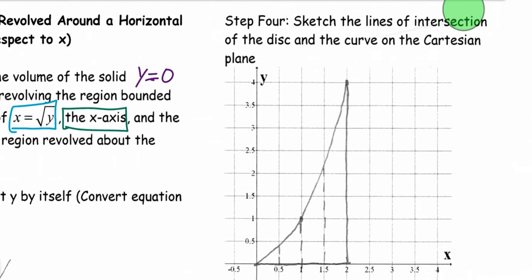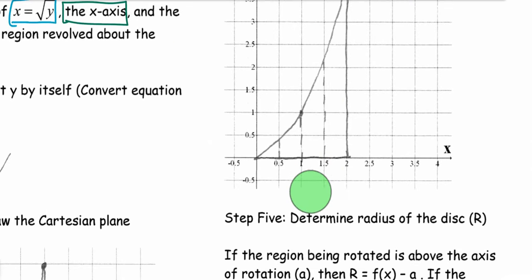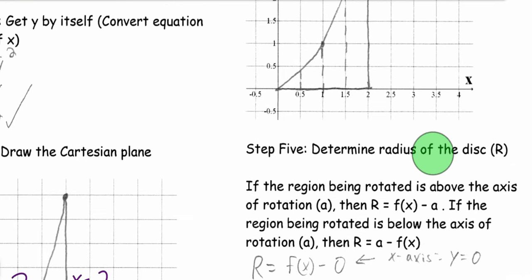Step 4 is to sketch the lines of intersection of the disks and the curves. So basically each of those disks are going to look like this. That's just the radius of the disk. When you rotate it all the way around, of course, you're going to get a diameter. Step 5 is to determine the radius of that disk.